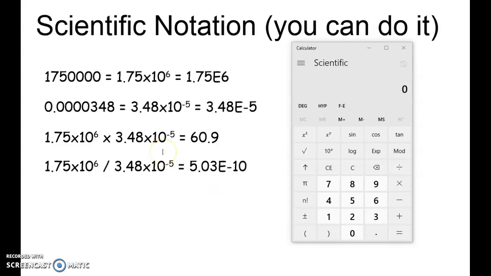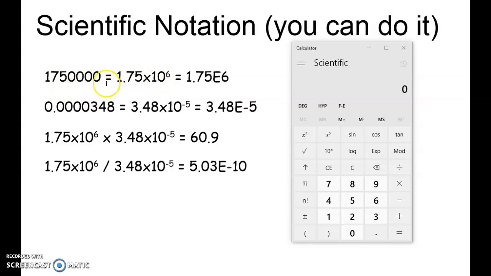Hello, chemistry students. Let's review some scientific notation really quickly, so that as you encounter these numbers in scientific notation, it doesn't overwhelm you. I've got a few examples here. The first one is 1,750,000.